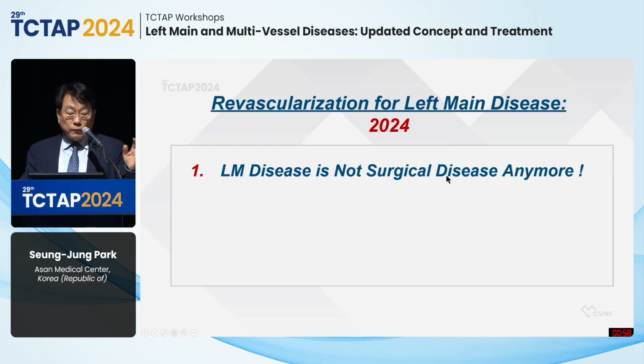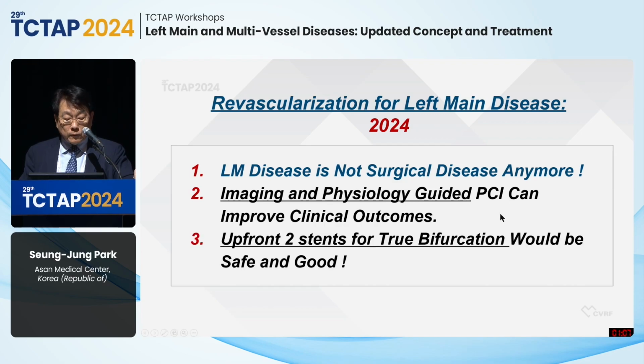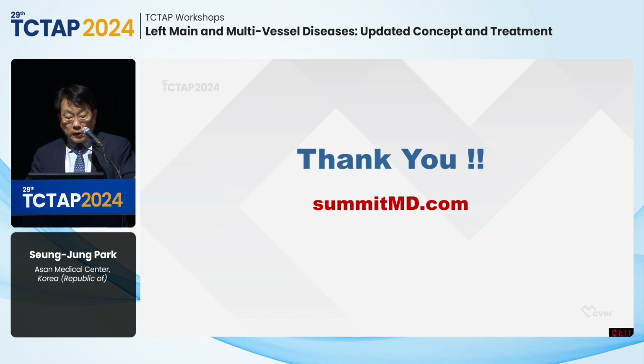Revascularization, the main focus on the main disease is not surgical disease anymore. You have to realize that imaging and physiologic guided PCI can improve clinical outcome. Upfront 2-stent for true bifurcation would be safe and good.